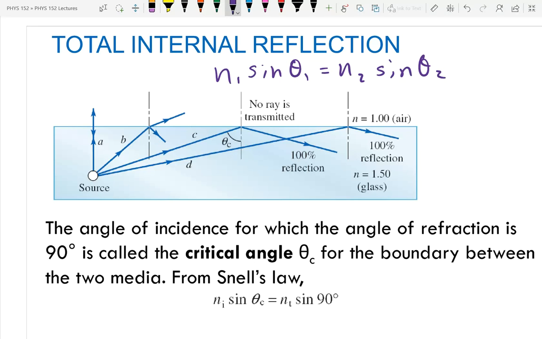It would be reflection. But if it reflects, we have a different law, the law of reflection. And so we have a critical angle, the angle of incidence where the refracted angle is 90 degrees. So the critical angle is the angle of incidence where the refracted angle is 90 degrees.